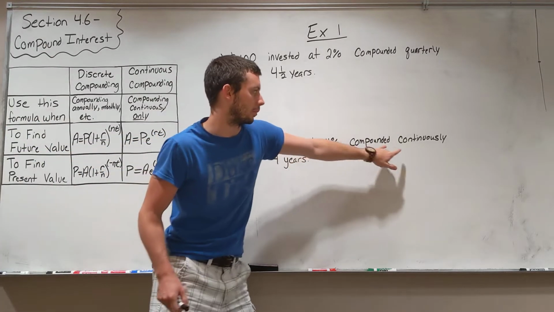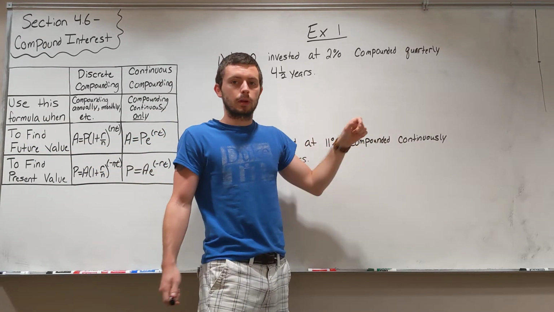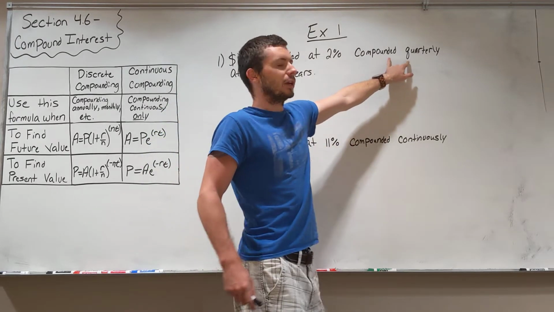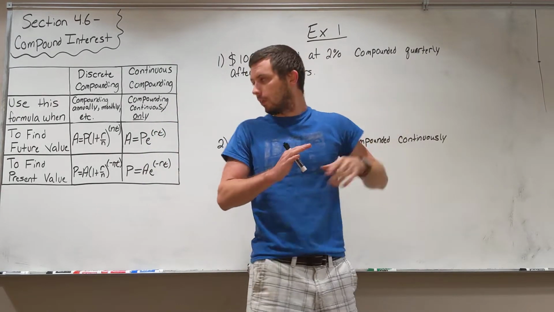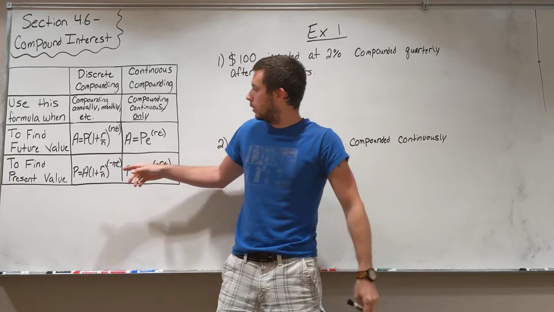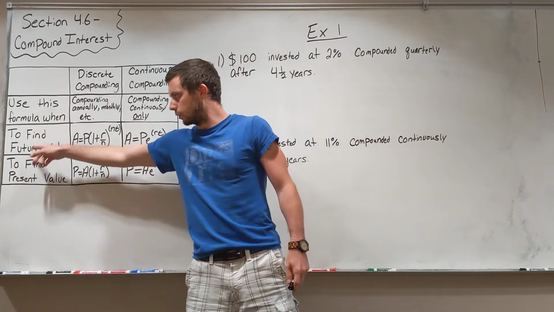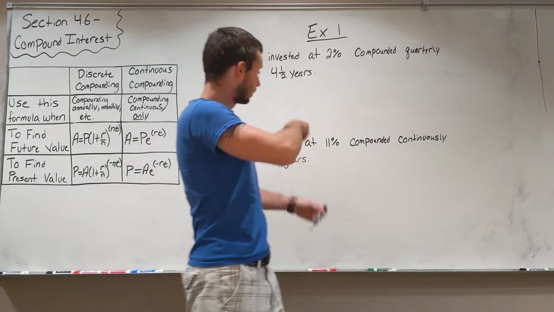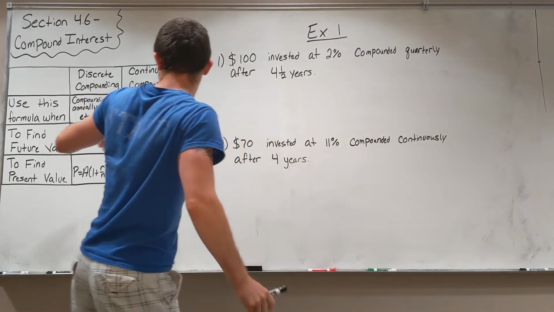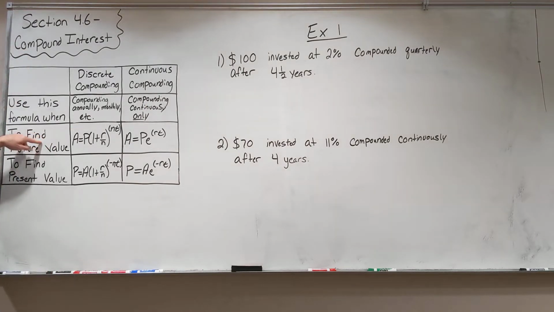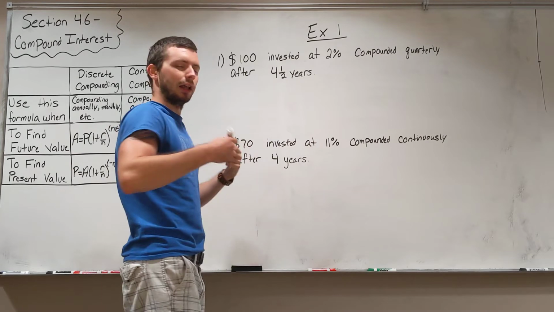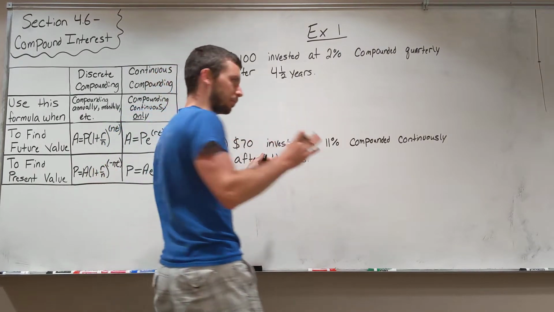So notice in this problem, if you want to foreshadow. But in any other situation, if it does not say compounded continuously, it tells you to use one of these two formulas, depending on whether you're looking for a future or present value. So we are in fact looking for a future value, and we found out that this is a discrete compounding problem. So that tells us to look exactly here. So I'm going to go ahead and write down the formula just to have a basis.